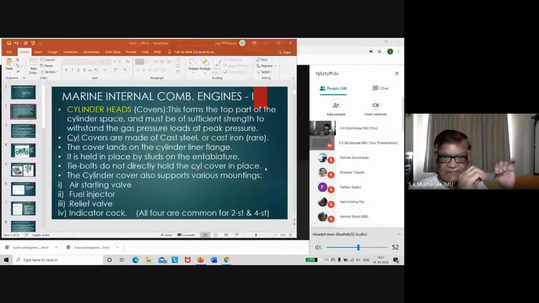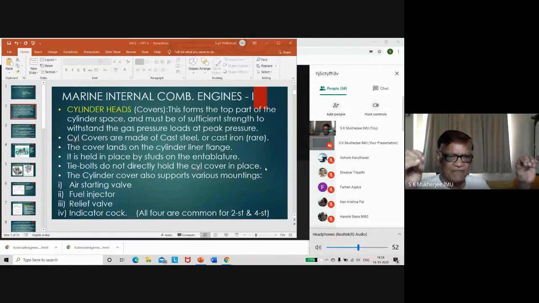In fact, some of them will also use a gasket between the cylinder cover and the cylinder liner, but those are for small engines. For the larger engines, gaskets are never used. We've had an experience where the gasket used to continuously fail. The gasket was made of mild steel, and it used to simply burn out. You cannot afford to have mild steel over there. You have to have something of a much higher grade of steel to combat the gas temperatures. Mild steel cannot.